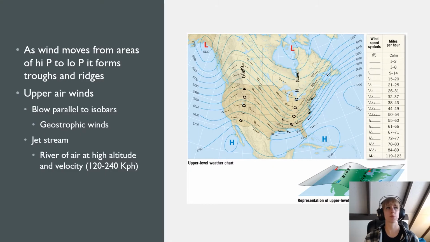Okay, so remember, wind moves from areas of high pressure to low pressure, making ridges and troughs. We're going to have upper air winds, which will blow parallel to isobars, known as geostrophic winds. And then we have the jet stream, which is kind of like ocean currents, but for the air. These are rivers of air at high altitude and velocity. They tend to go around 120 to 240 kilometers per hour.